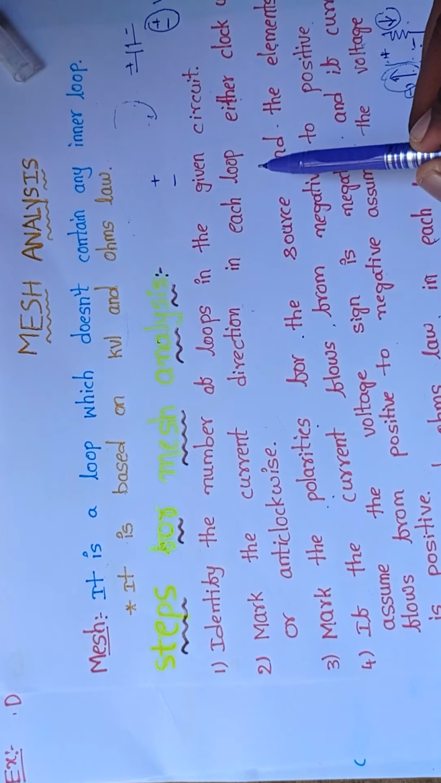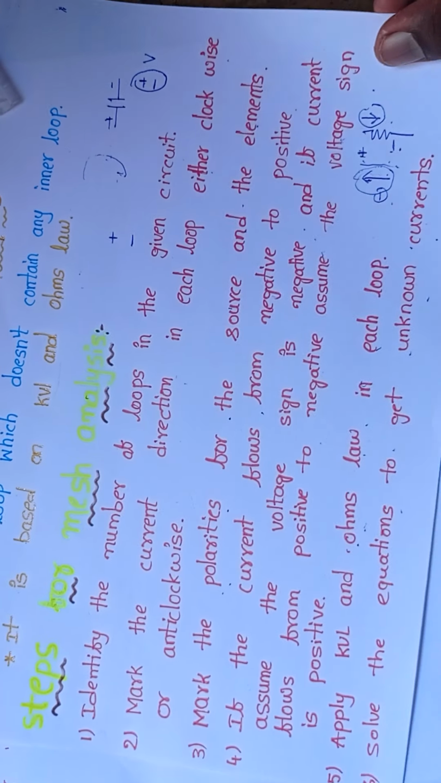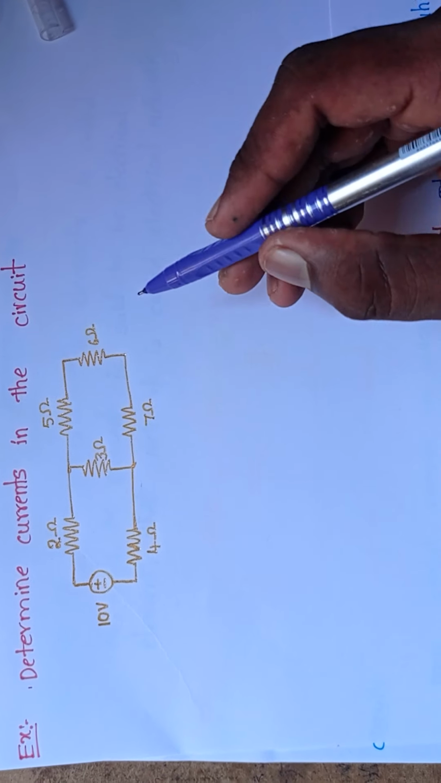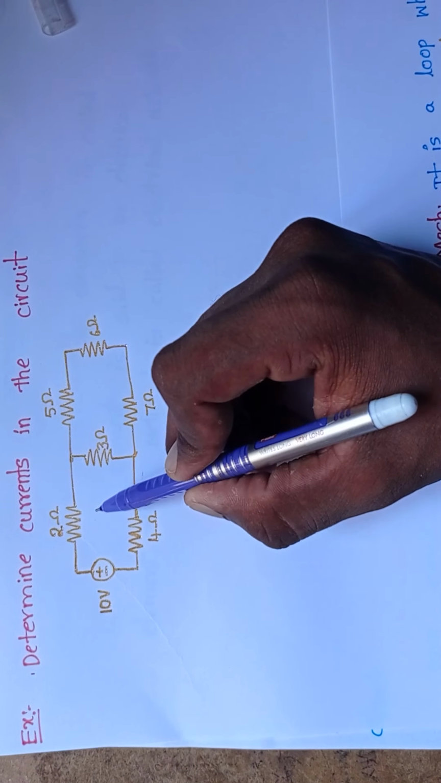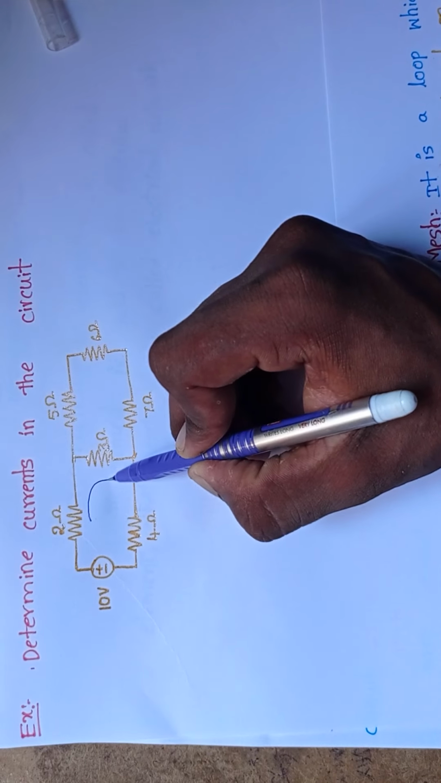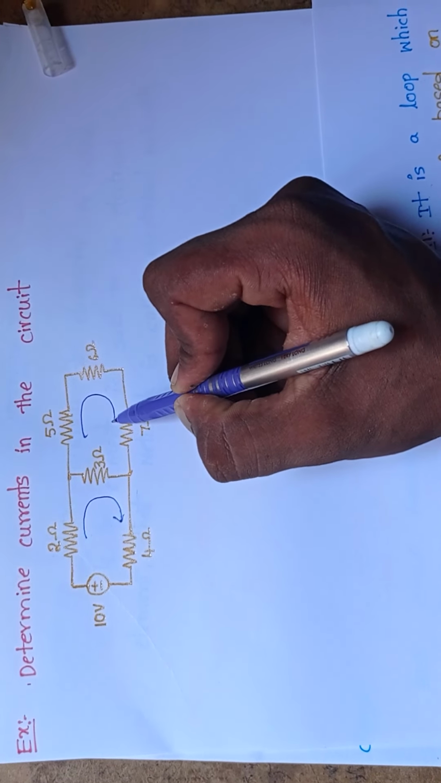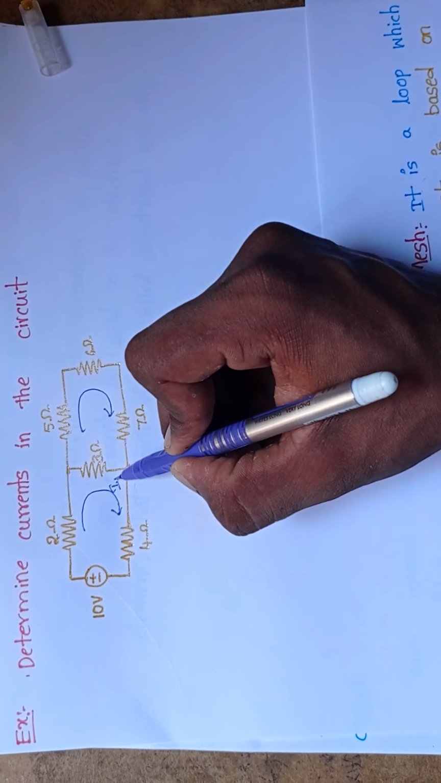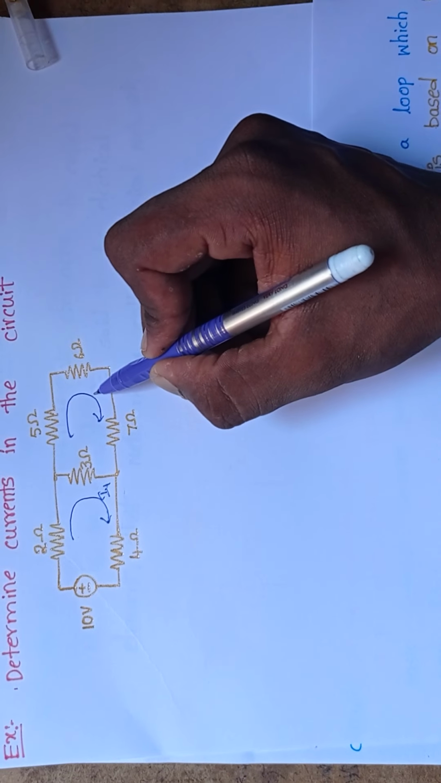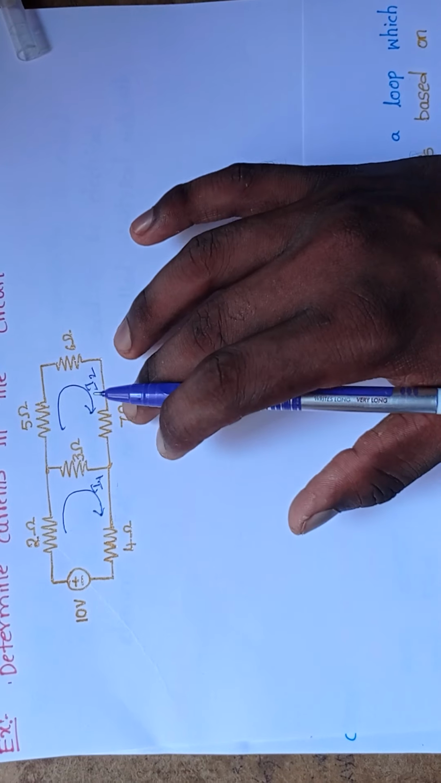mark the current directions in each loop, either clockwise or anti-clockwise. I am going to mark the current direction as clockwise. Clockwise means in this direction. This is the current direction in the loop. Let the current in the first loop be I1 and the current in the second loop be I2. Okay, the second step is also over.